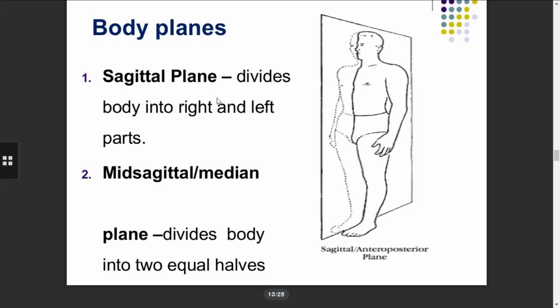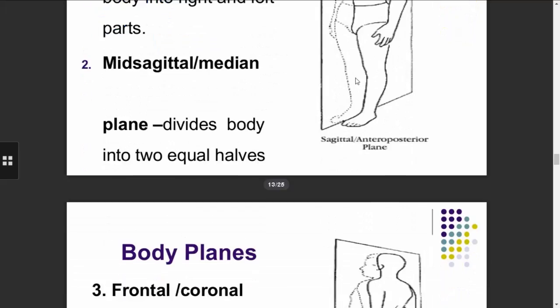First, the sagittal plane divides the body into right and left parts, like this one. If the sagittal plane passes through the midline, we call it mid-sagittal, because it divides the body into two equal halves, left and right. A sagittal plane can be anywhere, arising from one point to another. If it passes through the midline, we say it is the mid-sagittal or median plane.